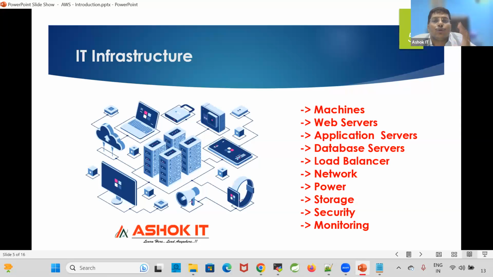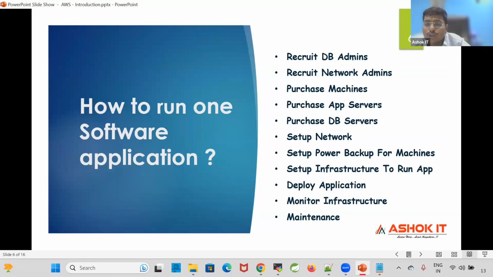We need a big room. In that room, 24/7 network is required, 24/7 power required, 24/7 central AC required, and we need security for the machine. We need security for our office. We need to recruit the employees to manage our infrastructure. Are you guys getting my point? So that's why we need to recruit a database administrator to maintain the database for our application.